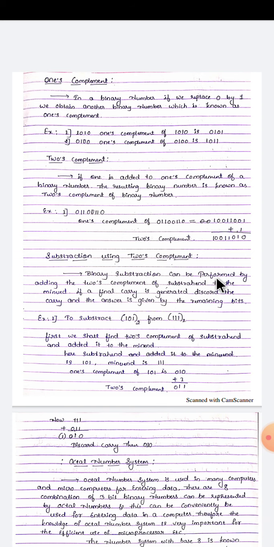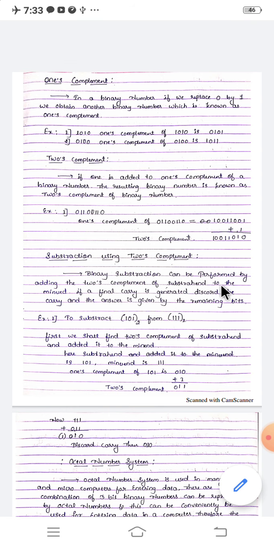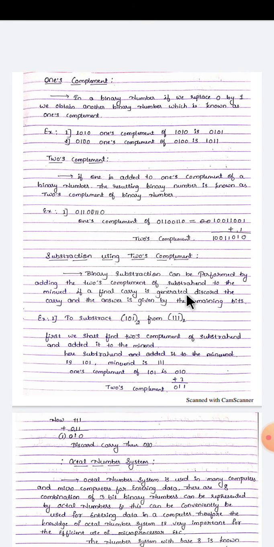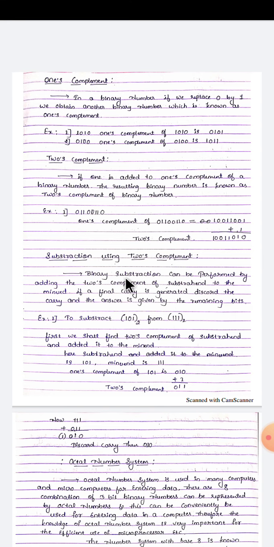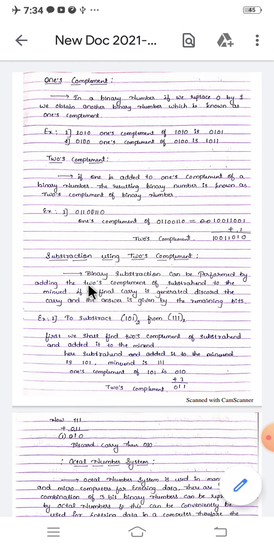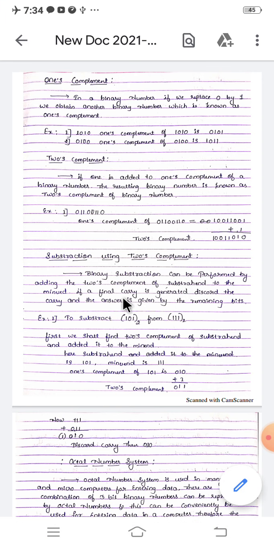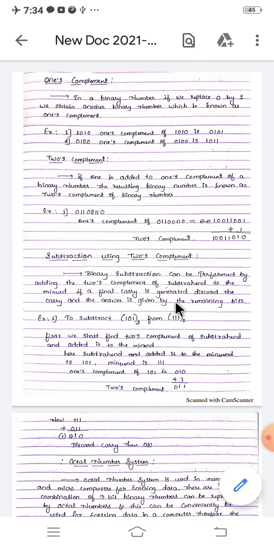Binary subtraction can be performed by adding the 2's complement of the subtrahend to the minuend. If a final carry is generated, discard the carry and the answer is given by the remaining bits. Sir, this is easy. Binary subtraction can be performed by adding the 2's complement of the subtrahend to the minuend if a final carry is generated. Discard that carry and the answer is given by the remaining bits.